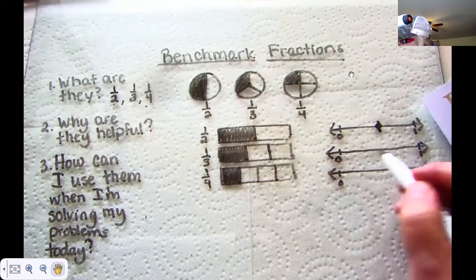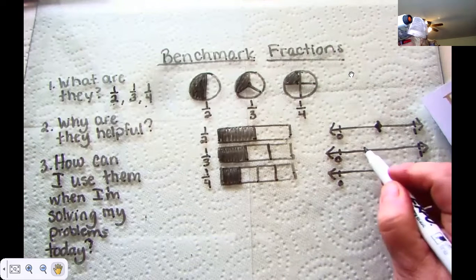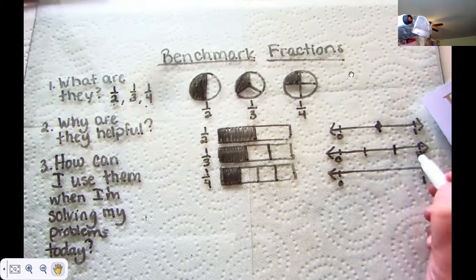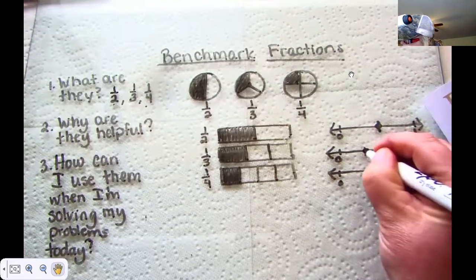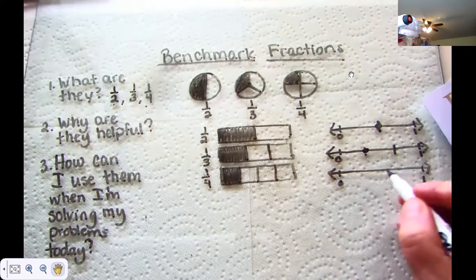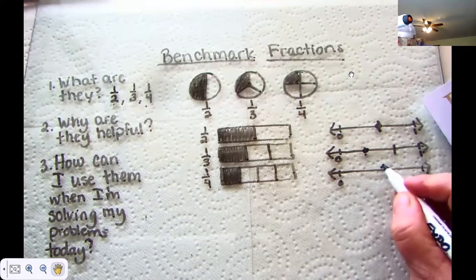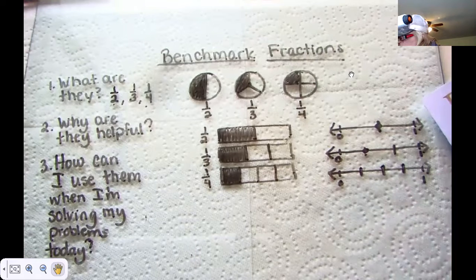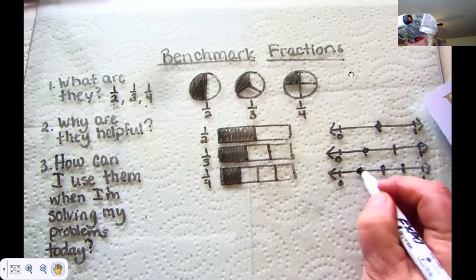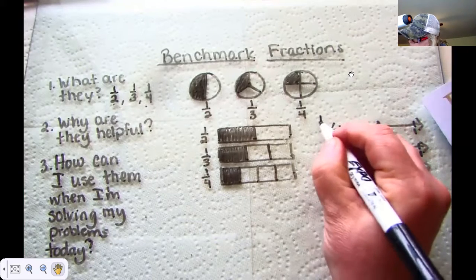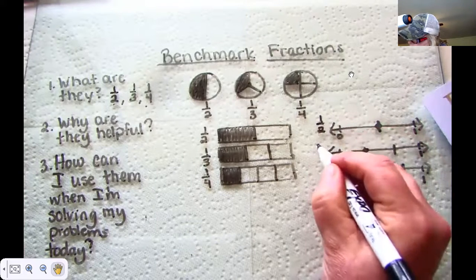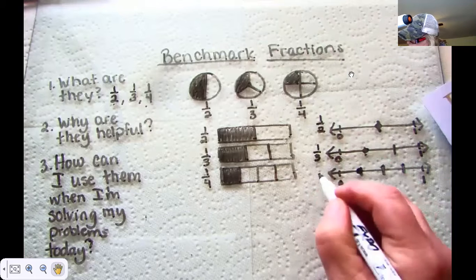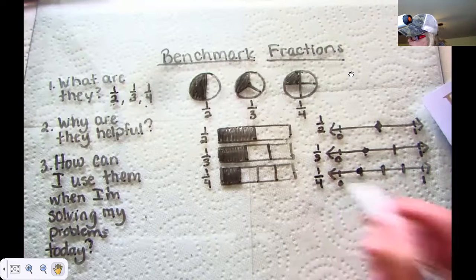Now I've got to divide it into thirds. 1, 2, 3 thirds. Here's 1/3. And I've got to divide my whole, I'm going to use a half again, then make fourths from my halves. And here is 1/4. Again, 1/2, smaller, 1/3, even smaller, 1/4.